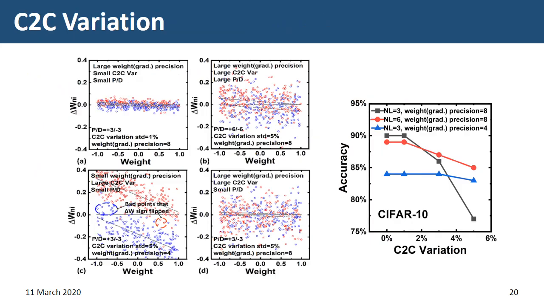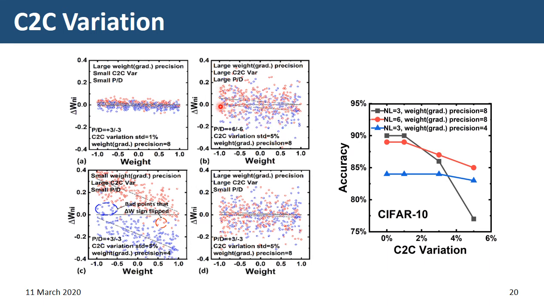Here is the cycle-to-cycle variation, and the conclusion is that the cycle-to-cycle variation will first decrease the accuracy, but this degradation depends on the nonlinearity factor and also the precision of the device. If, for example, the precision of the device is high and the nonlinearity factor is low, like the black curve here, we can achieve very high initial accuracy, but the accuracy quickly drops. This is because when we have this small nonlinearity, we have large cycle-to-cycle variation, as you can see here in this statistical diagram.